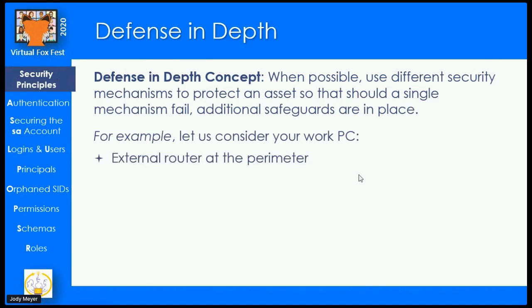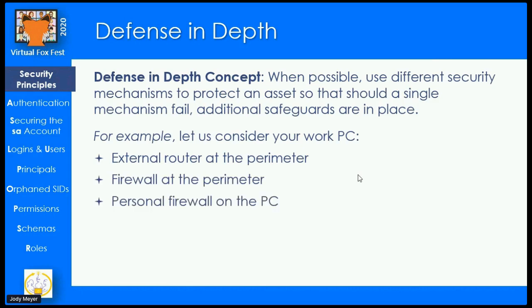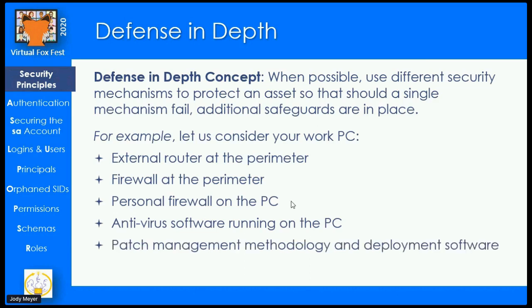For example, let's consider the workplace. An external router to the premise, a firewall at the perimeter, a personal firewall on the PC itself, and antivirus software running on the PC. And then you need to put in place maybe some methodologies as to how to update your PCs and servers, and whatever that means when it comes to deploying software.